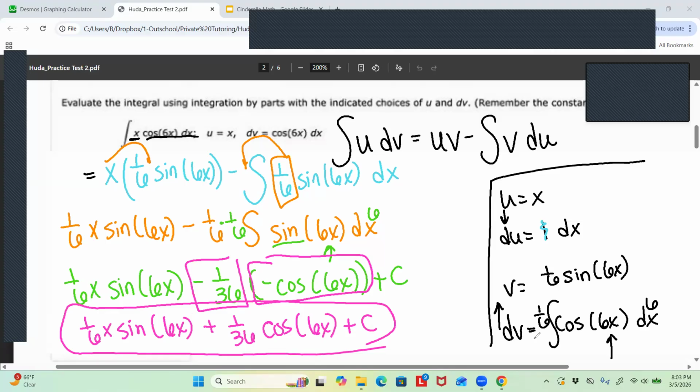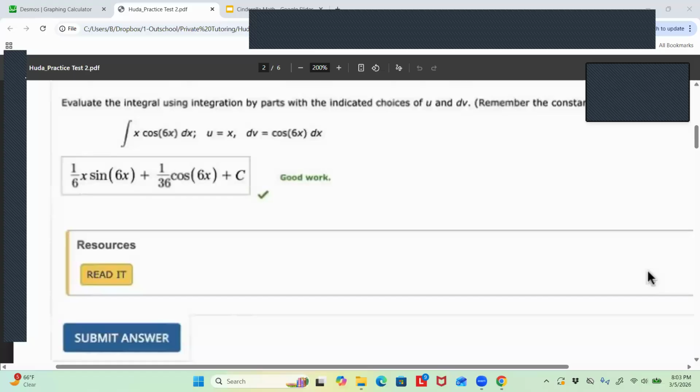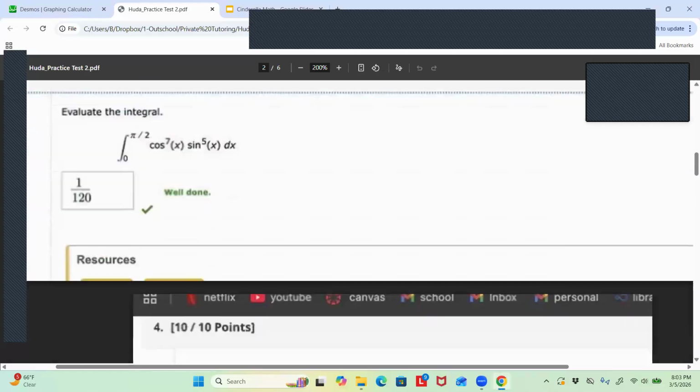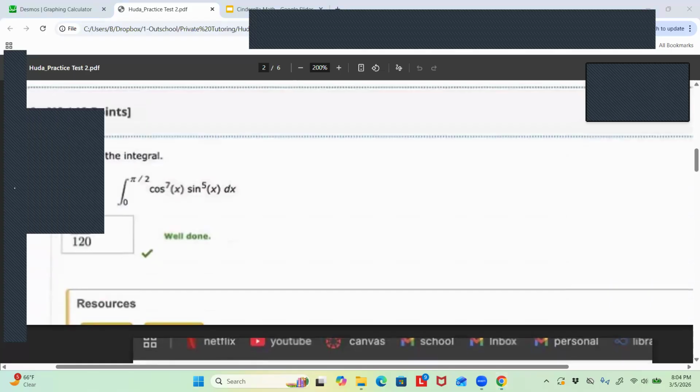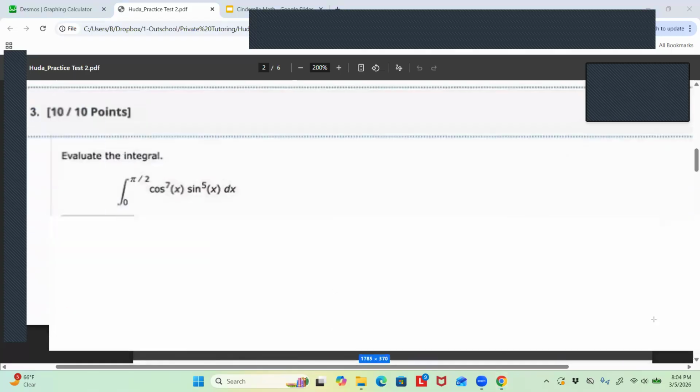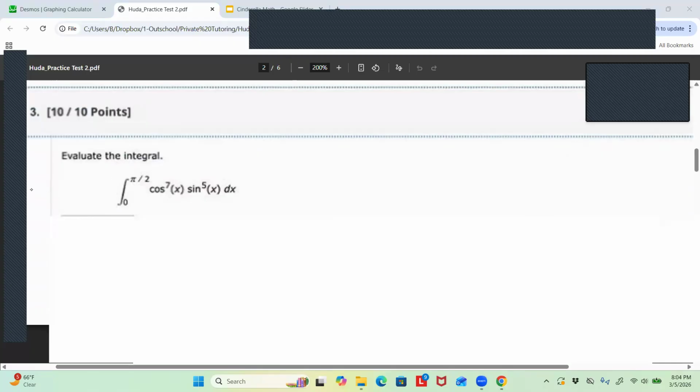And there we are. And I think we are done integrating by parts. Now we're going to integrate some trig. So your trig needs to be strong here, or you need to have a handy dandy trig cheat sheet with you. We are integrating from 0 to pi over 2 of cos to the 7th sine to the 5th.